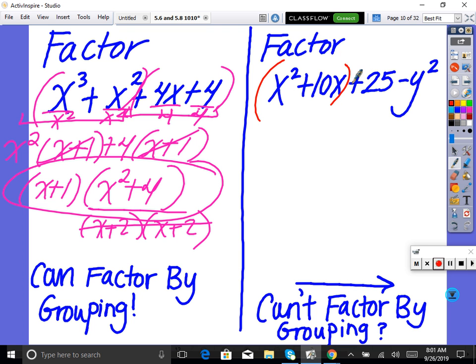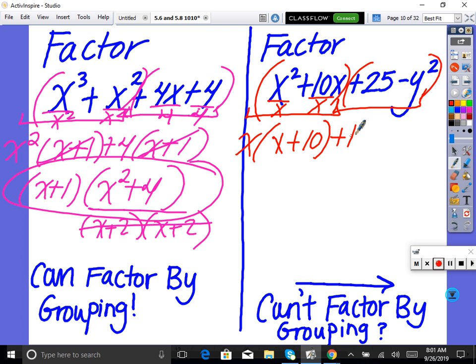If I group these two and group these two, I pull out the greatest common factor, which is x. Divide by x, divide by x. Left is x plus 10. Pull out the only thing in common here is 1. Left is 25 minus y squared. Well, that's not good. They're not the same, then it doesn't factor by grouping. Does everybody see? Then no, it doesn't factor by grouping.